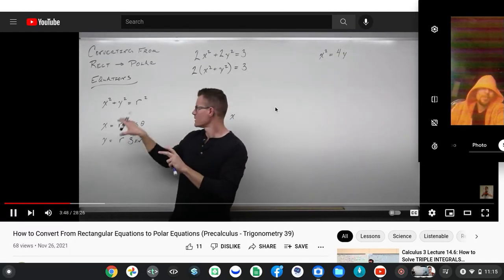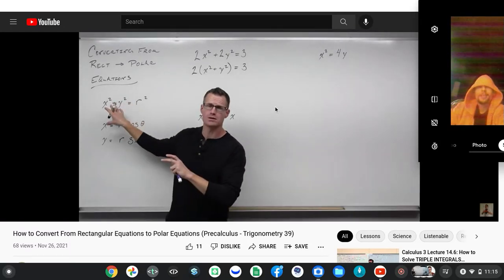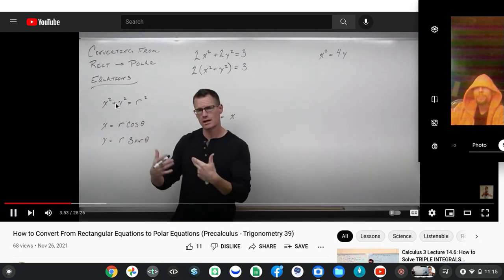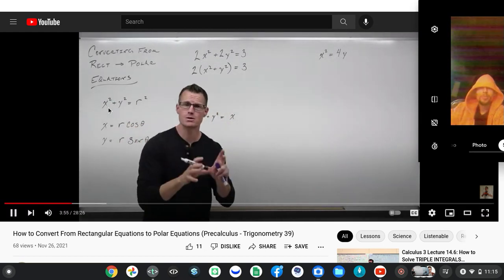So ultimately, look here first. Can you find as many of these as you can? That translates to r squared. So that x squared plus y squared, yeah, we can substitute r squared for that.